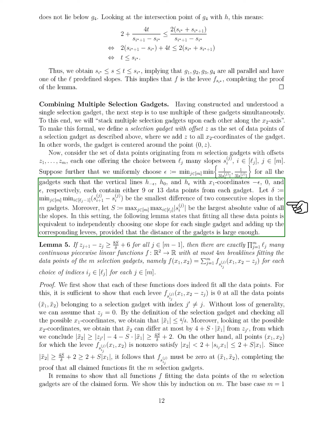The proof of this lemma involves showing that each of these functions fits all the data points, and that all functions fitting the data points of the m selection gadgets are of the claimed form. This is done by induction on m, with the base case m equals 1 given by the lemma for a single selection gadget.